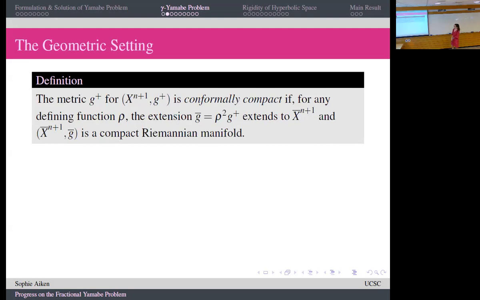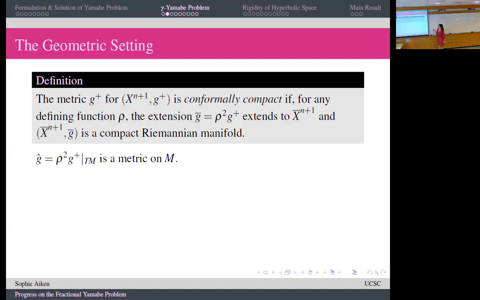Okay. So now, given my interior X^{n+1} with a metric g plus, I'll say that this manifold is conformally compact if for any defining function rho, multiplying my given metric g plus by rho squared creates a new metric g bar, which now extends to the boundary such that the closure of X^{n+1} with this g bar is now a compact metric. So that's why it's called conformally compact. This defining function is allowing us to compactify here.